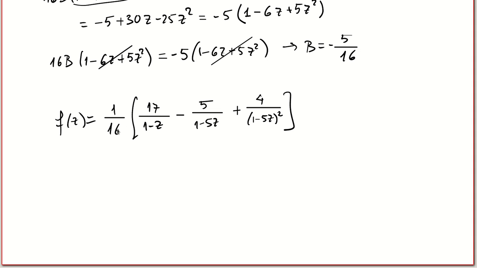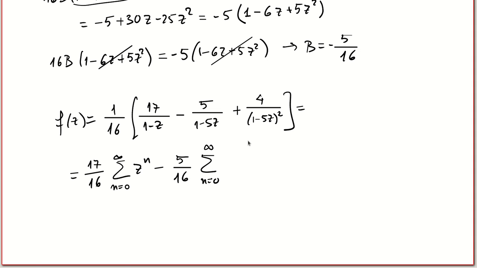I have first, well, I can write it like this. This is, let's say, 17 over 16, okay? And I have just the geometric series. So this is the sum from 0 to infinity, z to the n, right? This is this one here. Here we also have the geometric series, but the argument is 5z, so this is minus 5 over 16, the sum from 0 to infinity of 5 to the n, z to the n.